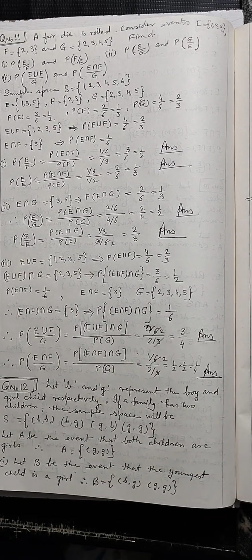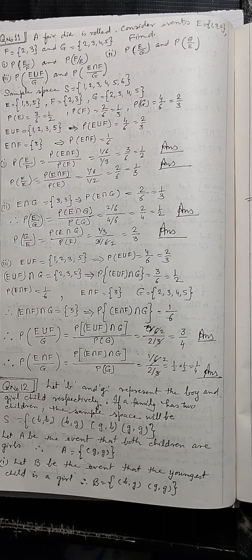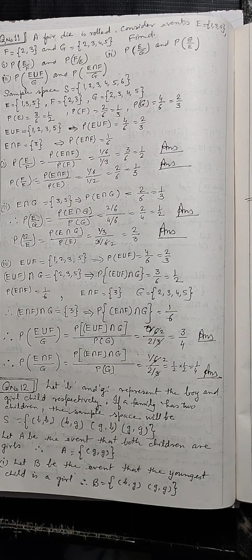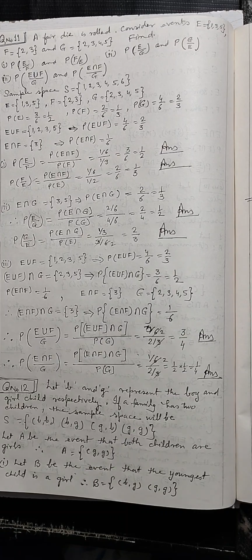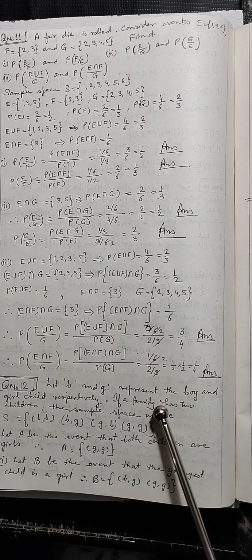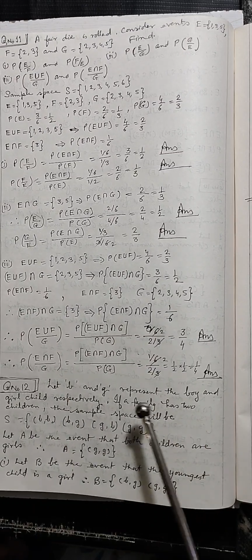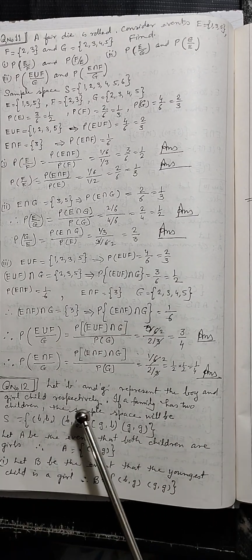Assume that each born child is equally likely to be a boy or girl. If a family has 2 children, what is the conditional probability that both are girls, given that the youngest is a girl, and second, given that at least one is a girl. Now here there are 2 children. Let B and G represent the boy and girl. B represents boy, G represents girl.